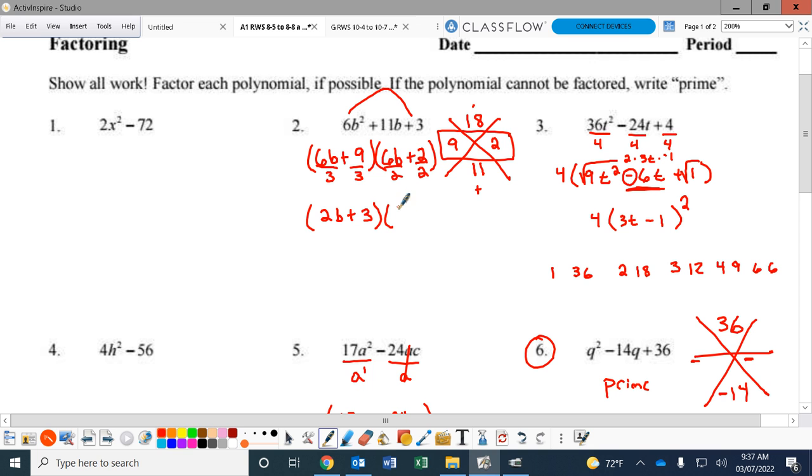So that's going to divide and give you 3b plus 1. Ooh, I'm glad I caught myself. Okay, so look for those GCFs. Did you see what you needed along the way? What else, guys? Anywhere on the worksheet?